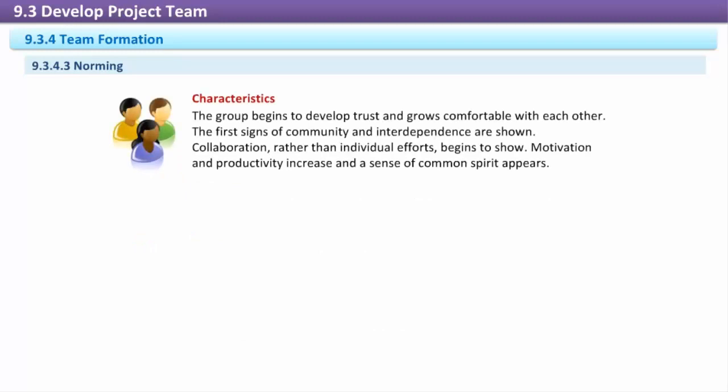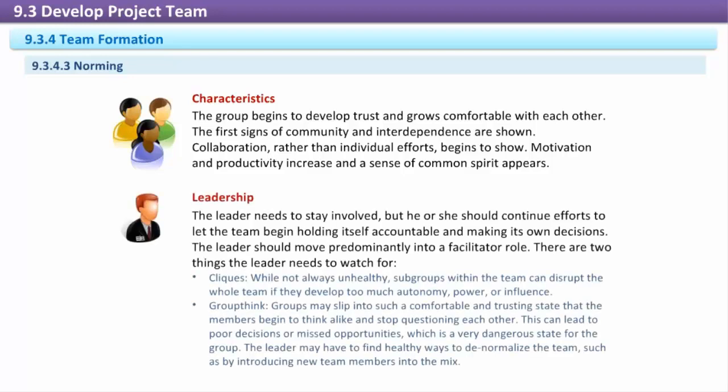Characteristics. The group begins to develop trust and grows comfortable with each other. The first signs of community and interdependence are shown. Collaboration, rather than individual efforts, begins to show. Motivation and productivity increase and a sense of common spirit appears.